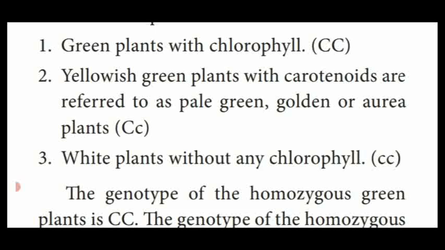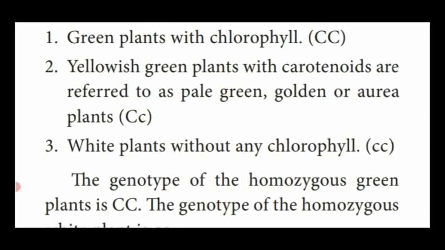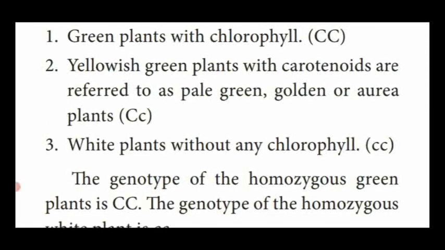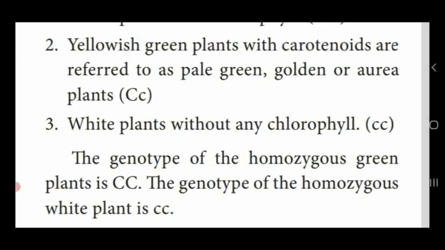Dear students, these are the three different plants present in the Antirrhinum species. The genotype of the homozygous green plant is capital CC. The genotype of the homozygous white plant is small cc. I told you that already, and that's why it is given in the paragraph.